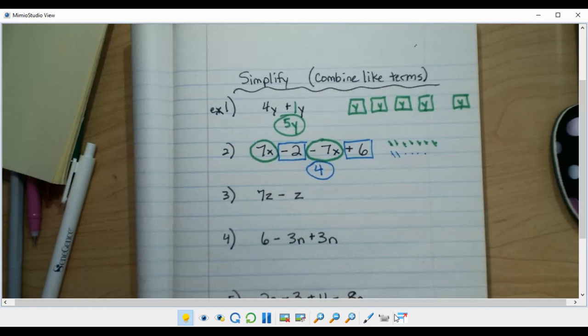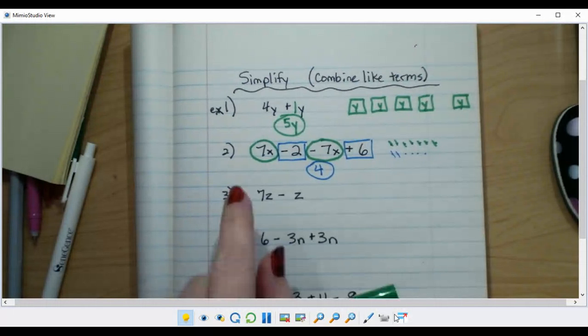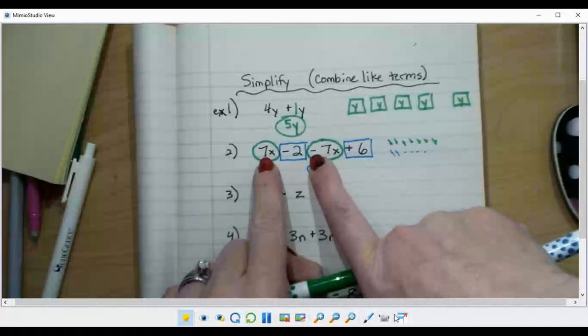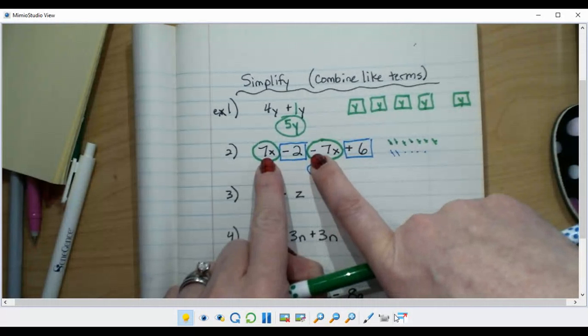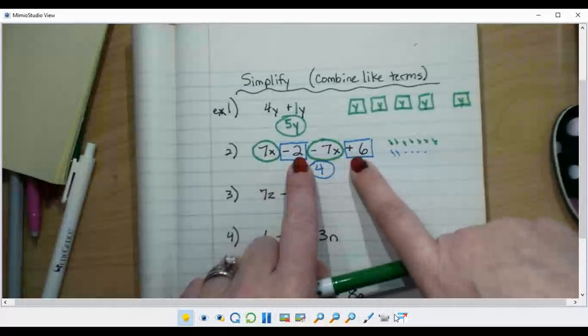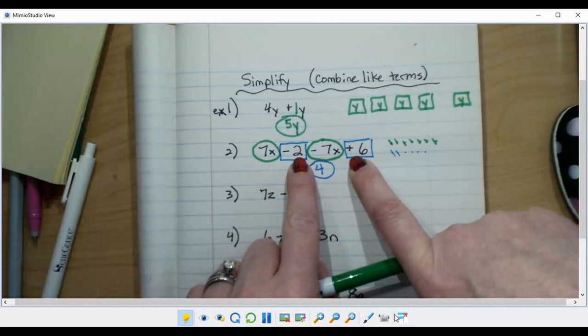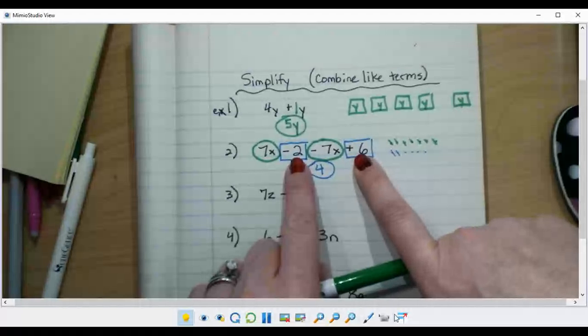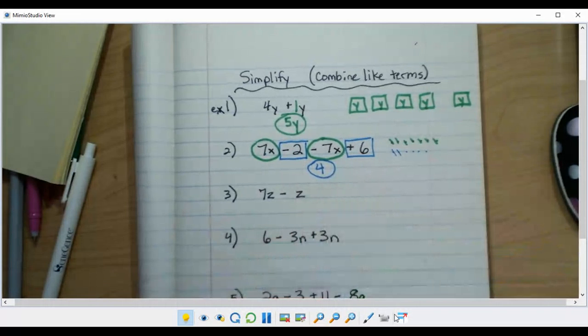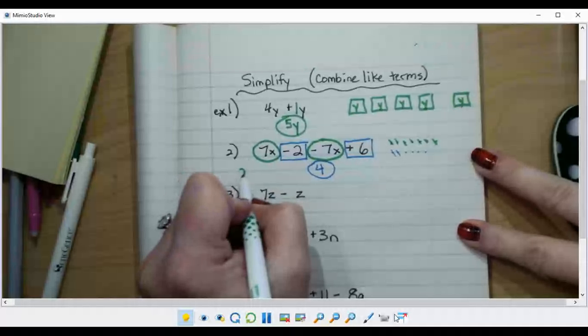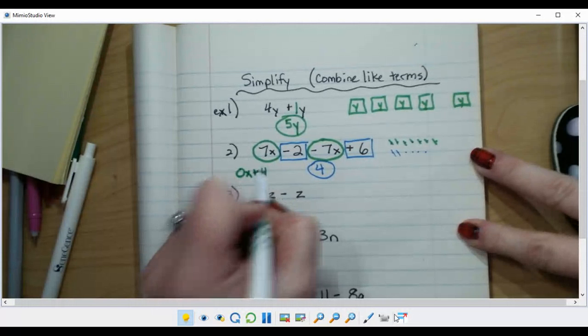Now, if you're not an artsy person and you can't be bothered to draw these out, do it with the math. No big deal. Put my green stuff together. What's 7 minus 7? 0. So I have 0x. What's negative 2 and positive 6? Well, they're different, so I subtract. This one had the bigger pile, so it's positive 4. There you go.